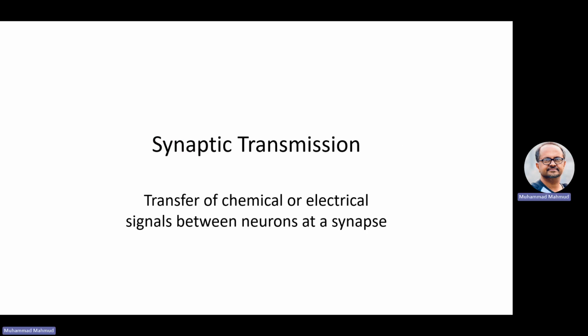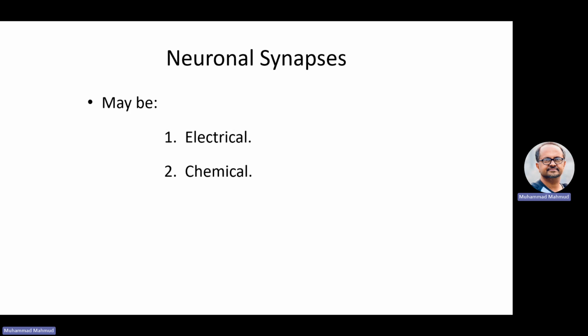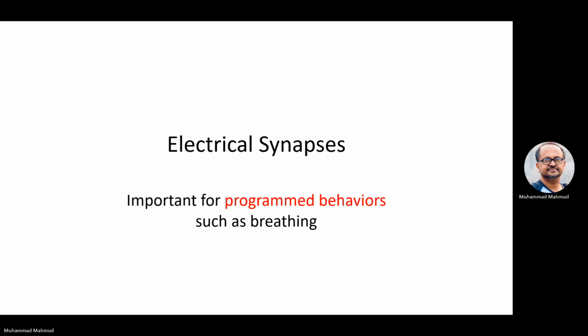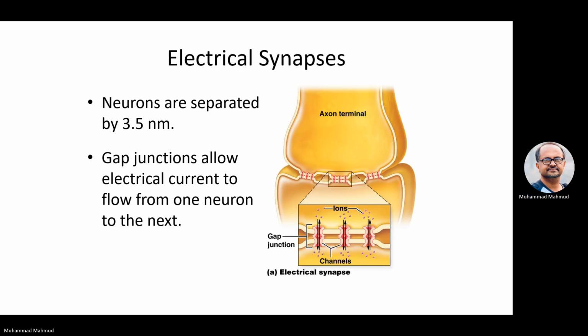Transfer of chemical or electrical signals between neurons at a synapse is called synaptic transmission. It can be electrical or chemical. Think about the breathing process, which is a programmed behavior, right? Every minute, 12 to 20 times, our muscles are breathing. They are working through some neuronal impulses. And this type of synapses are electrical synapses.